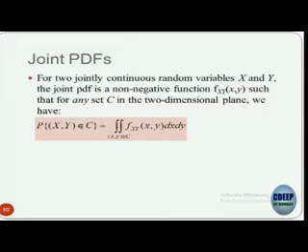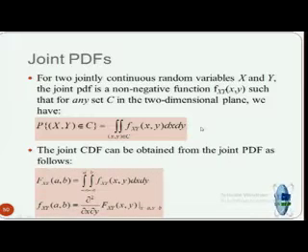Okay, so we have defined joint CDFs and joint PMFs. Now, we will talk about joint PDFs. For two jointly continuous random variables x and y, the joint PDF is a non-negative function f_XY(x,y) such that for any set C in the two-dimensional plane, the probability that (x,y) belongs to C is the integral over the region C of f_XY(x,y) dx dy. The joint CDF can be obtained from the joint PDF as follows. The joint CDF of x,y at values a comma b is the integral from minus infinity to a and from minus infinity to b of this joint PDF.